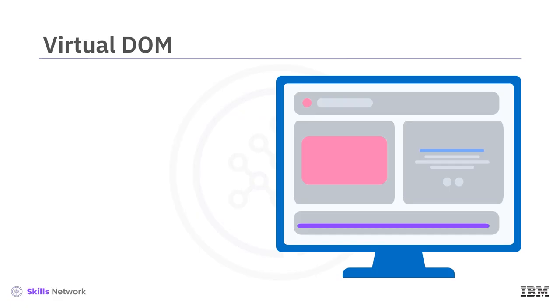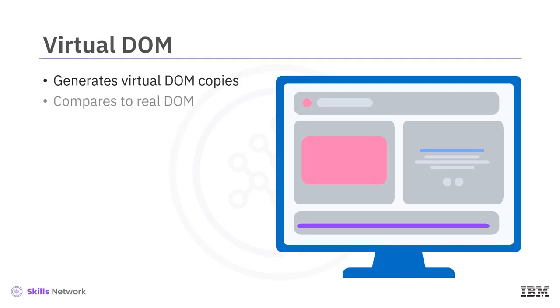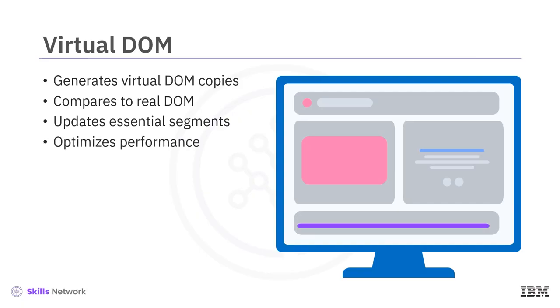React also utilizes a virtual DOM instead of direct manipulation. React generates virtual DOM copies when changes occur in any component and then compares them with the real DOM, updating only the essential segments. This strategy optimizes performance and improves speed by minimizing unnecessary DOM modifications.